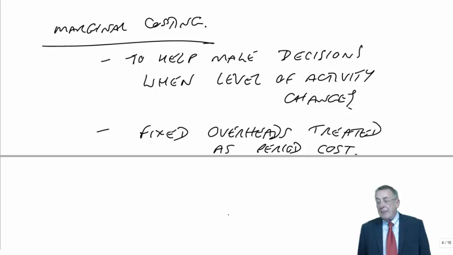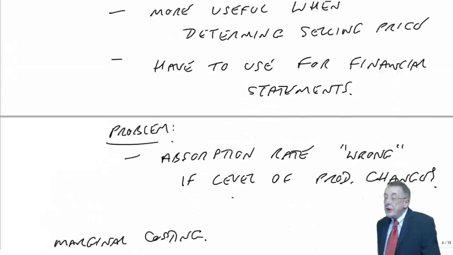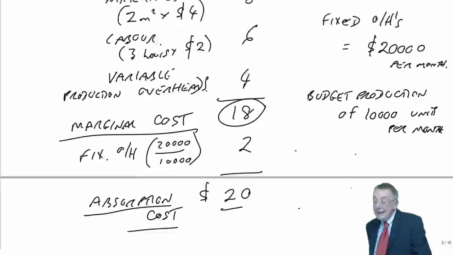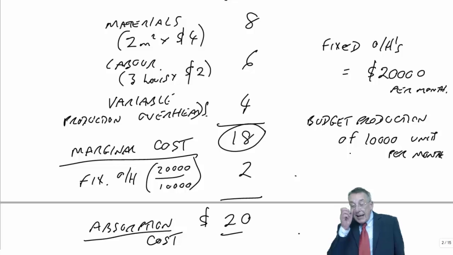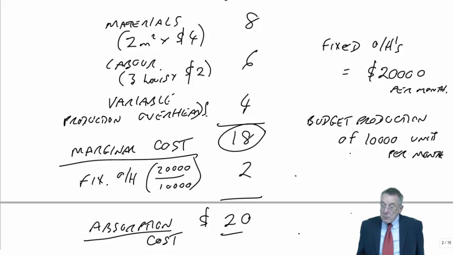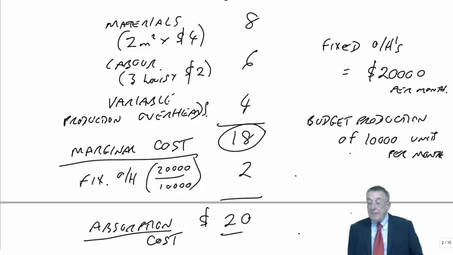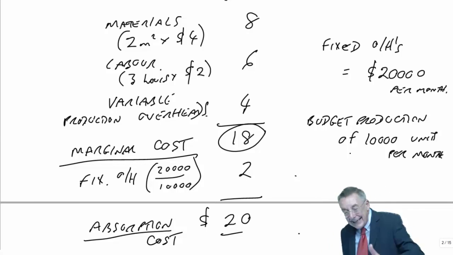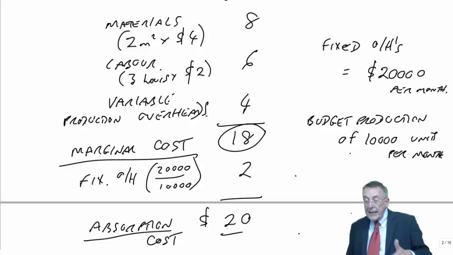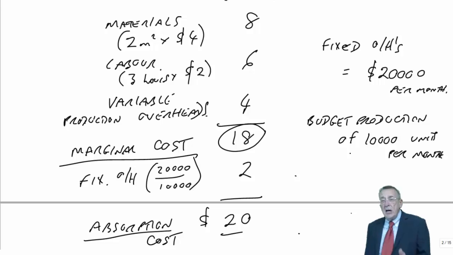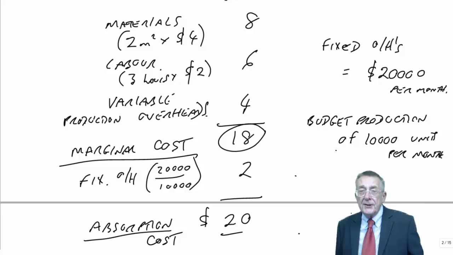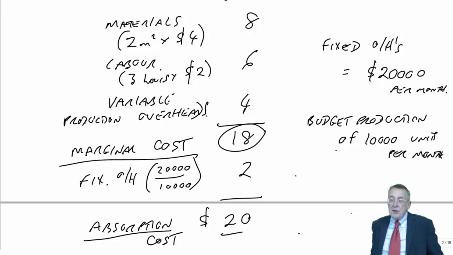What I mean by that, think back to my example here. We said the fixed overheads will be 20,000 a month. However many we produce and however many we sell, with marginal costing, the cost of sales will be 18 per unit plus 20,000. Whatever happens, we'll be charging 20,000 as part of the cost each month. But that won't always be the same with fixed overheads if we're using absorption.